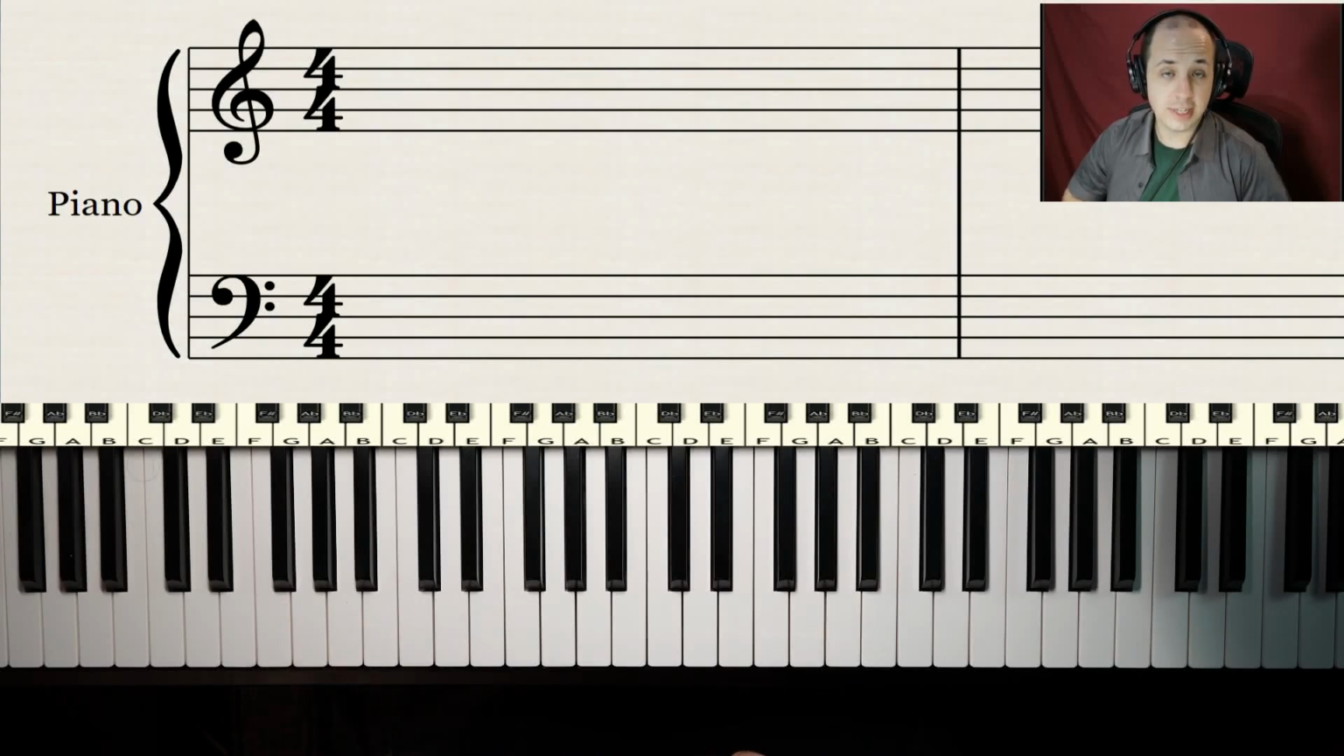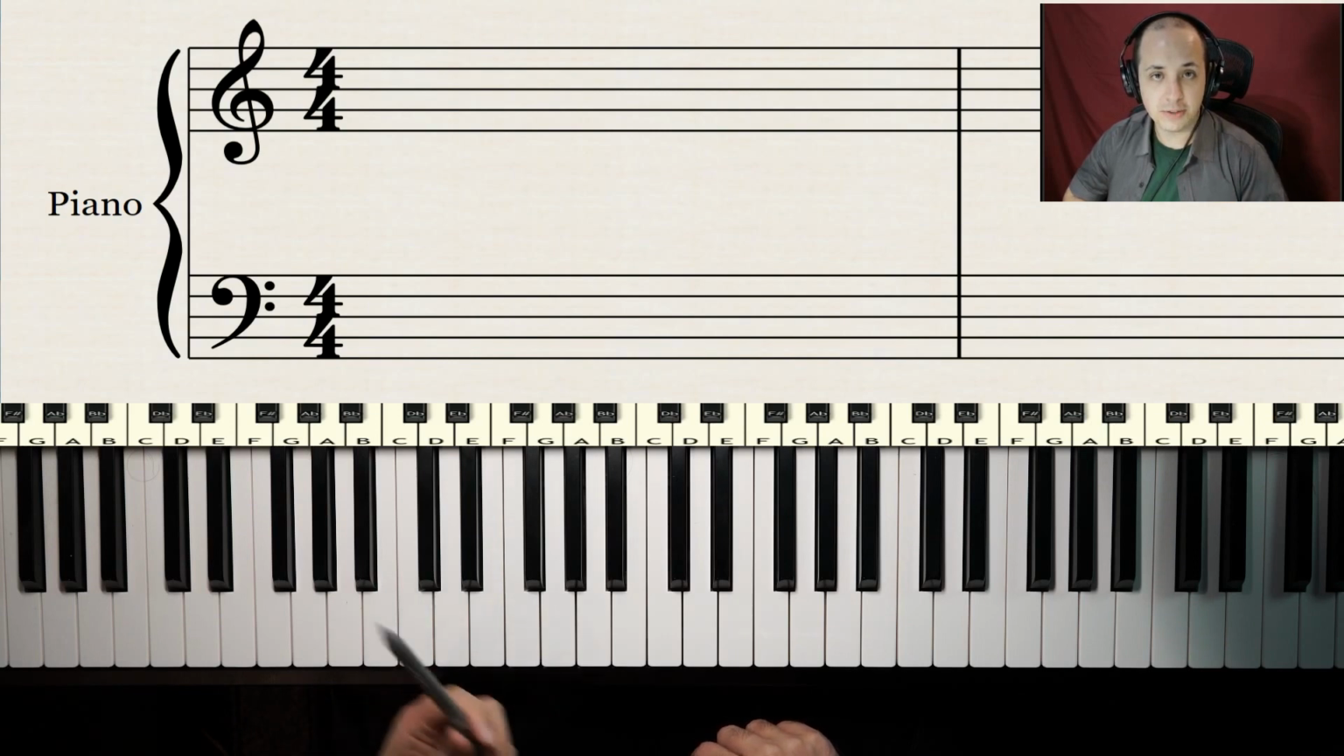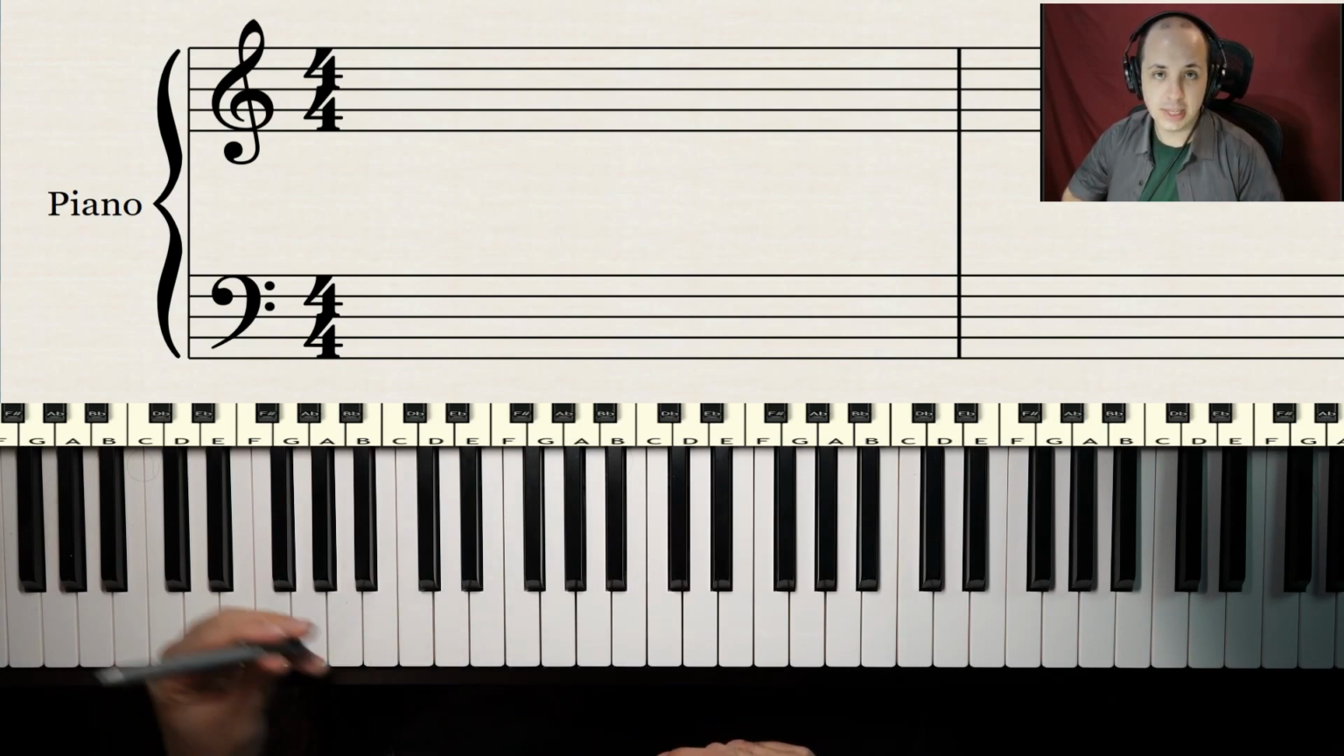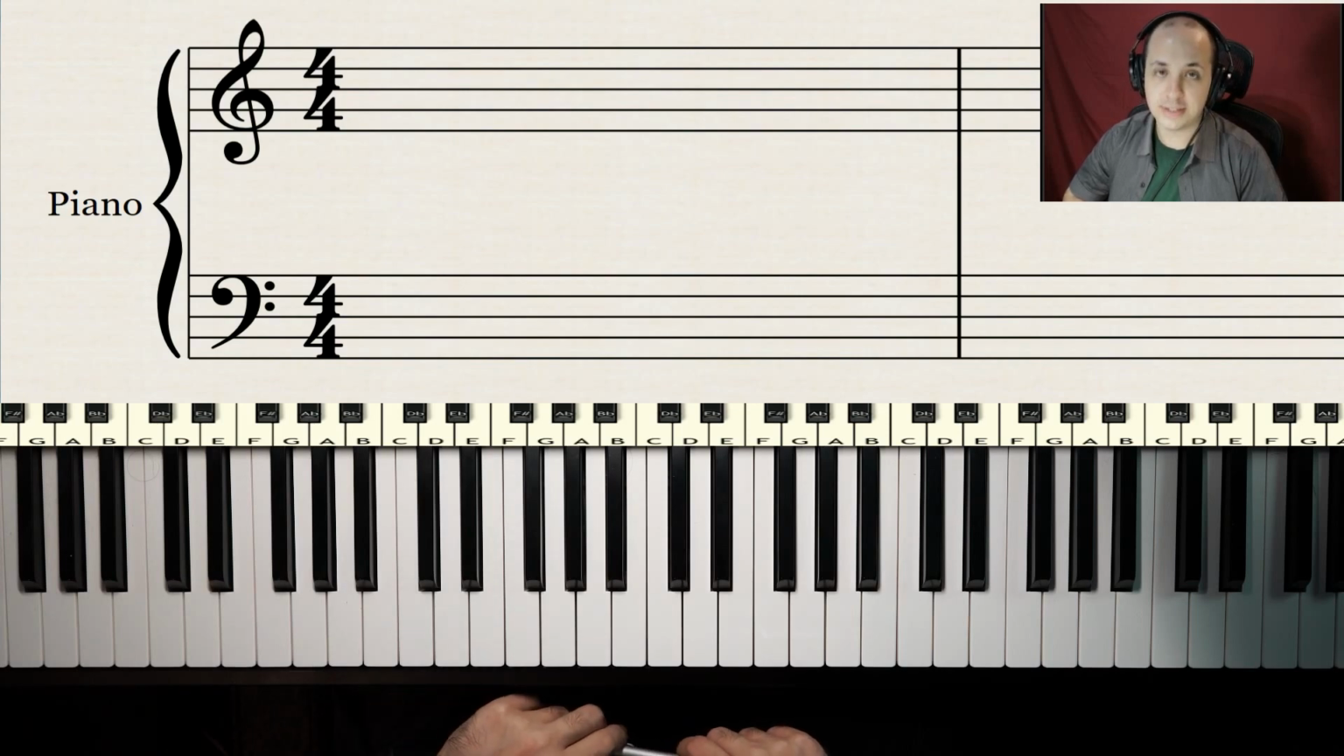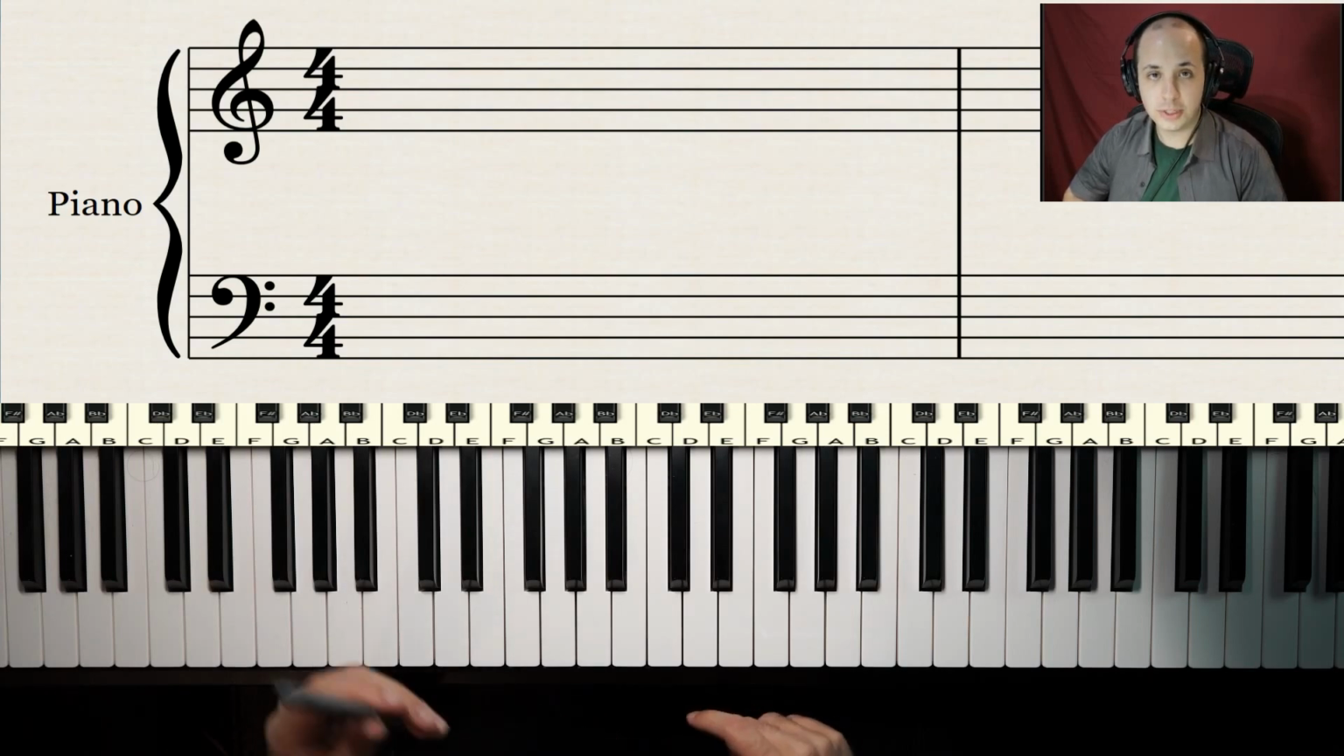Hi students, and in our lesson today we are talking about triplets. We're talking about three different types of triplets in this lesson. We're talking about eighth note triplets first, and then we're going to talk about quarter note triplets, and then we're going to talk about 16th note triplets. So let's get right onto it.